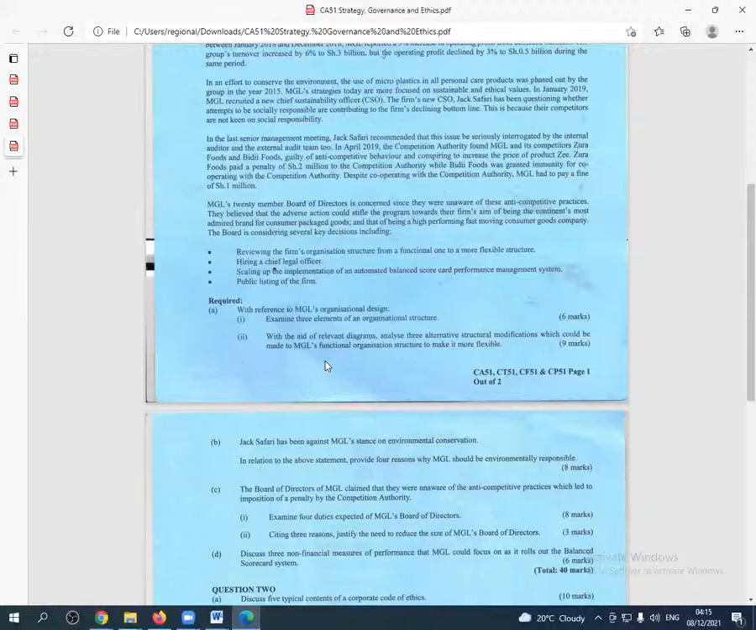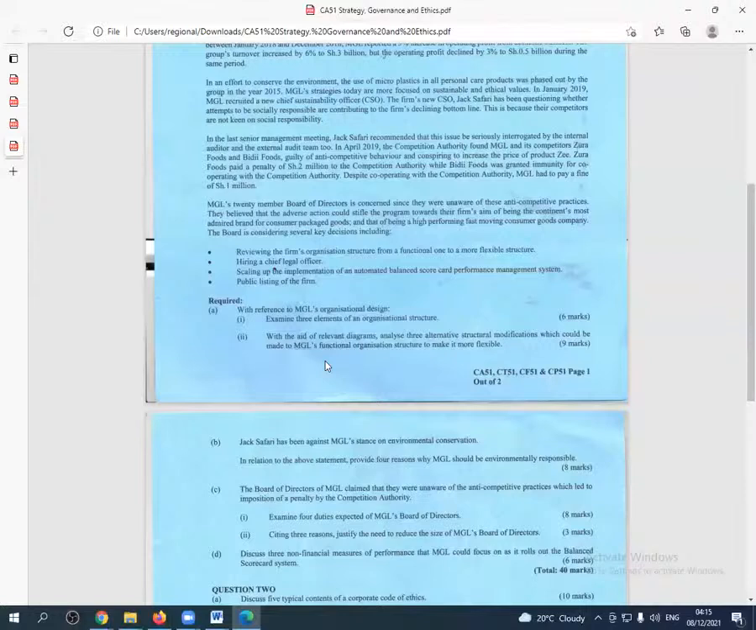Number 1, examine 3 elements of an organizational structure. I'm trying to think. Like there must be something to do with span of control. How many employees report to me? That is quite important. How many employees report to me? We go to part B.